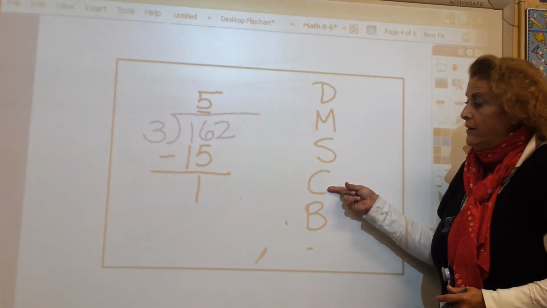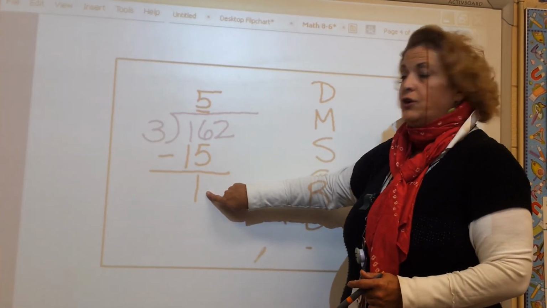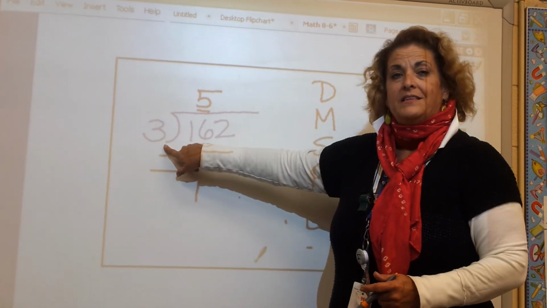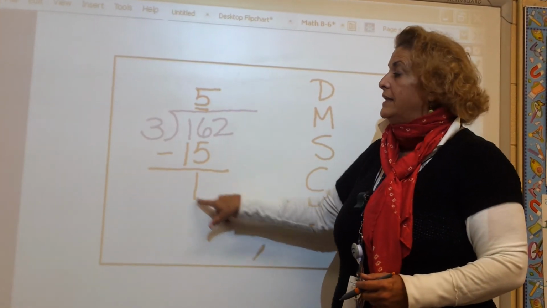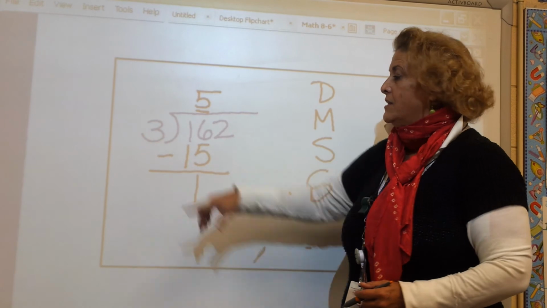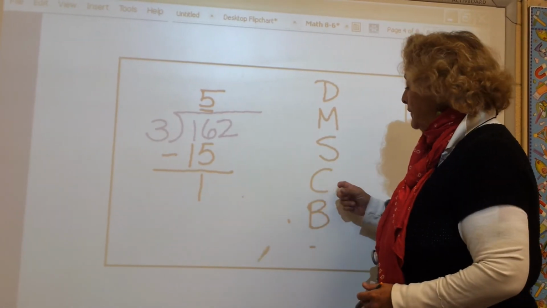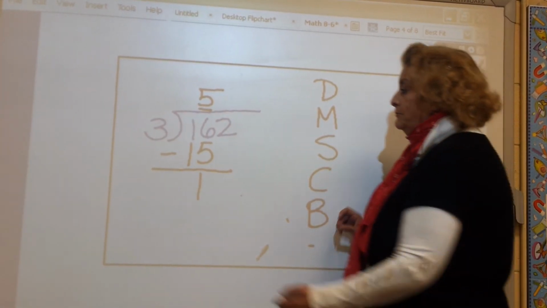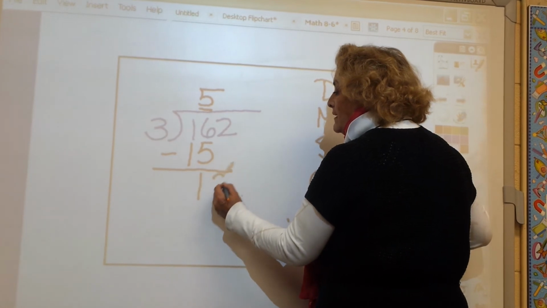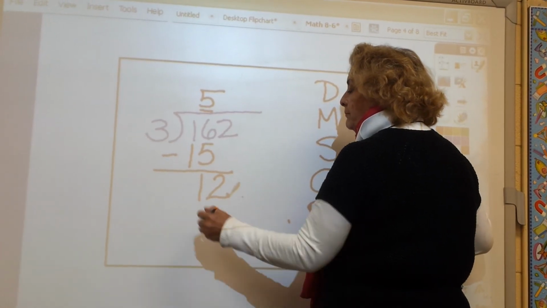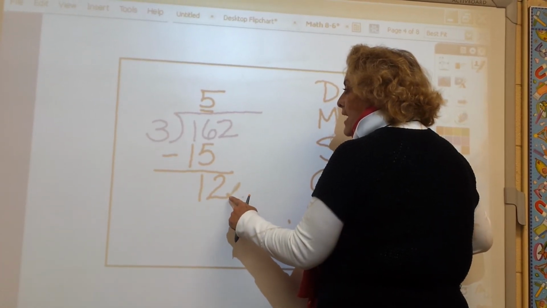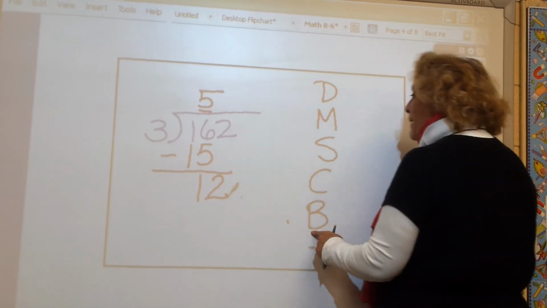I'm going to compare. What I have left over is 1, and I need for that to be less than the 3. Is 1 less than 3? Yes, it is. So I can continue dividing. My next step is to bring down. I'm going to bring the 2 down next to the 1 that I had left over. Now, my next step is to go back and begin again.